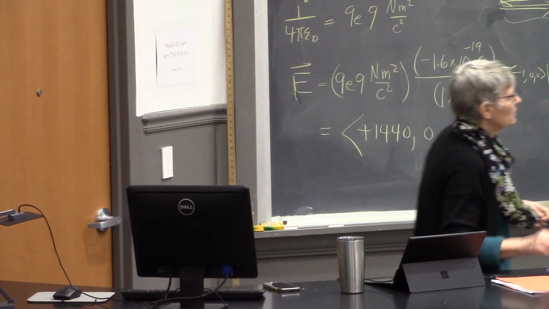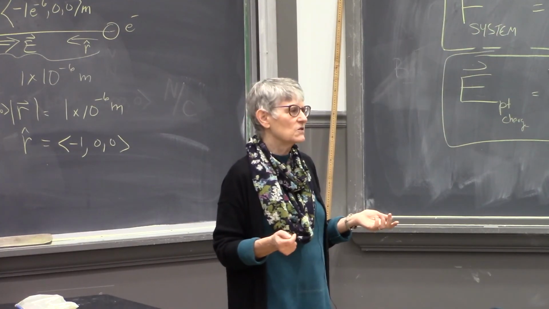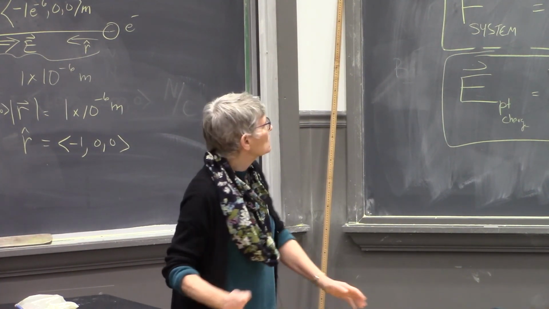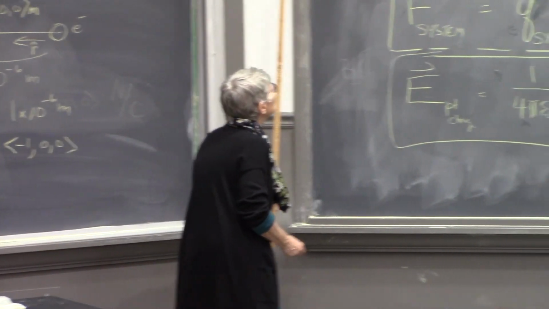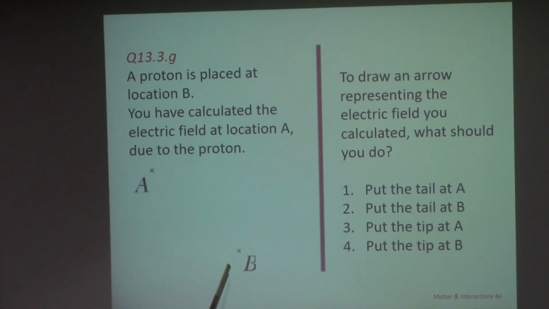Here's the thing about conventions and drawing arrows representing vector quantities that's actually important. This is a convention we agree on. It's a communication thing. So there's a proton at location B. We've calculated the electric field at location A due to the proton. And now someone asks you to draw the electric field at A due to the proton. How do you draw that arrow? Where do you put the tail of the arrow?